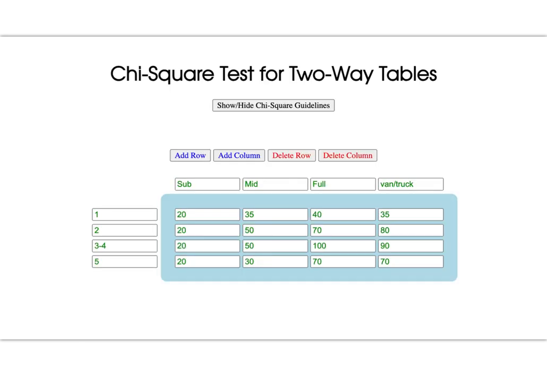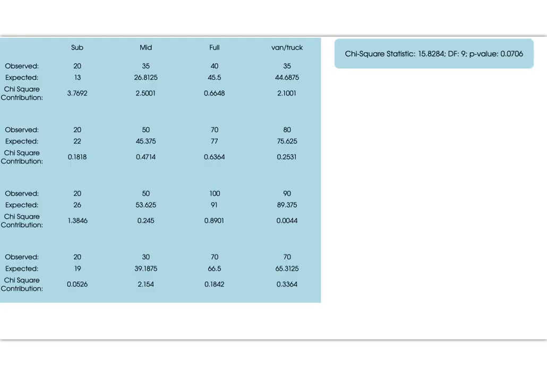So in StatBlue, you would have gone to the chi-squared two-way test. Had to add a couple columns. Boom, boom, boom. Sub, mid, full, van, truck. Then the family sizes: 1, 2, 3 to 4, and 5. Enter these numbers. That probably takes the majority of your time. And when you do that, it gives you this printout.